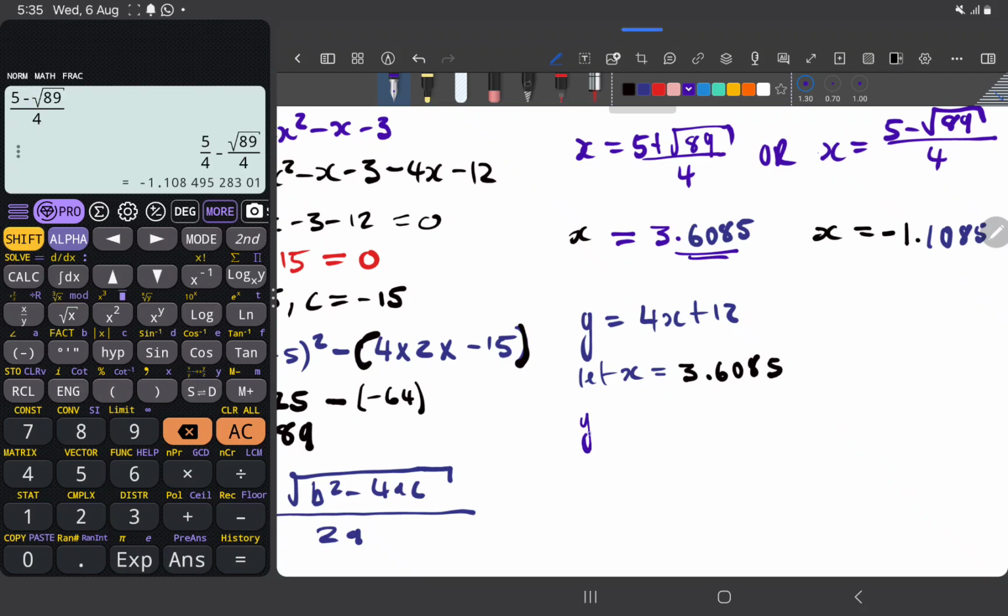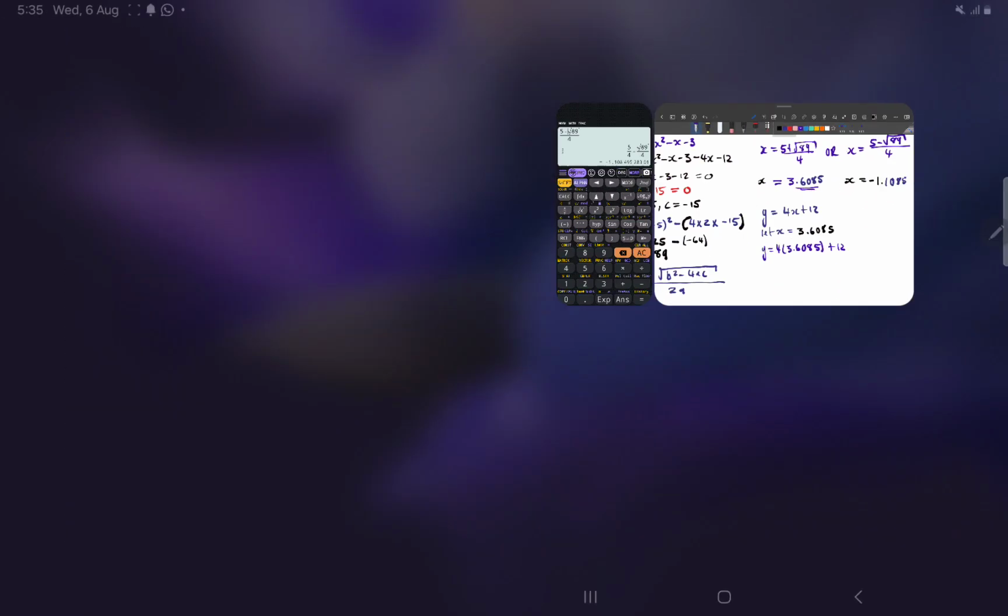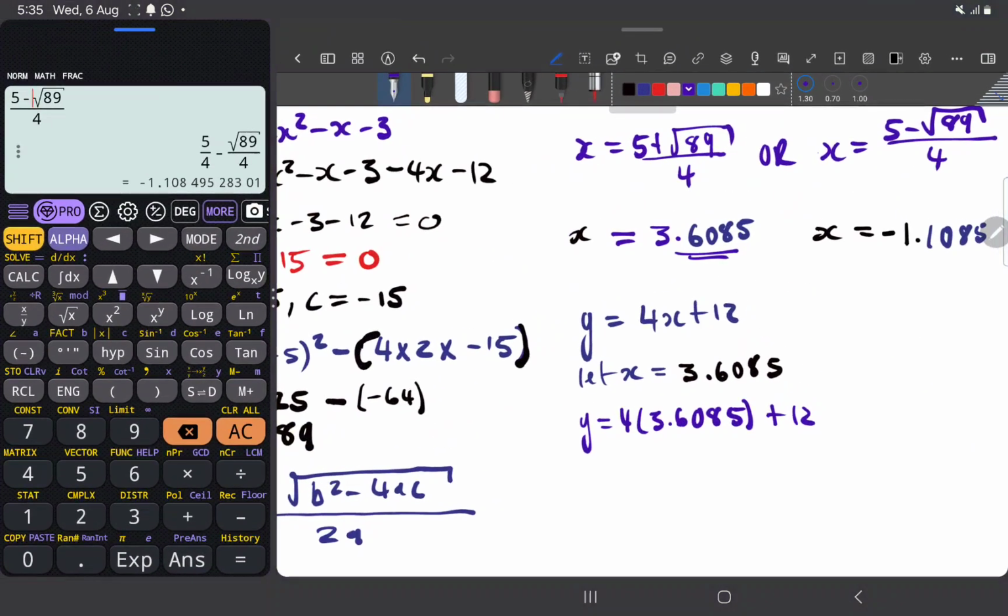What would I get? My y will now be equal to 4 by that 3.6085, then plus 12. So I'm going to do it. I'm sorry for that. So it's now going to be 4, open bracket, 3.6085, then plus 12. What am I going to get? 26.34. So I get y being equal to 26.4 to 3 decimal places. Okay, now you're rounding off.